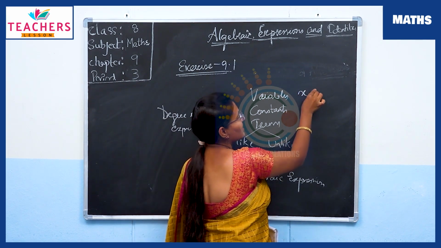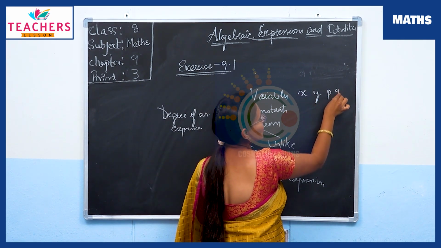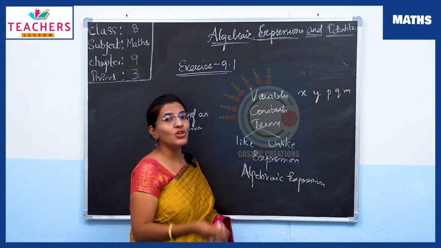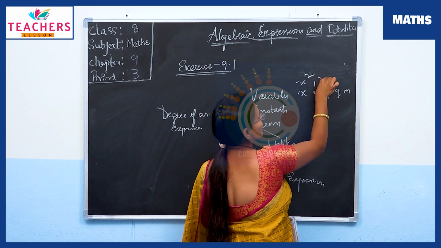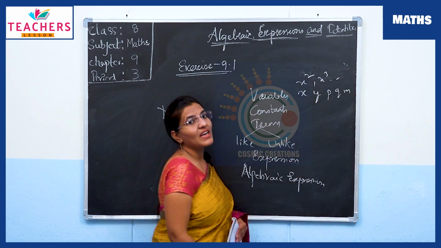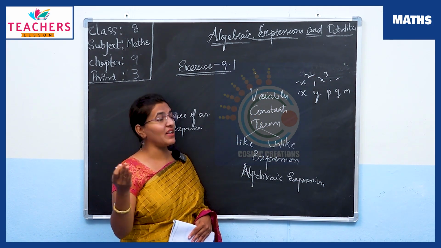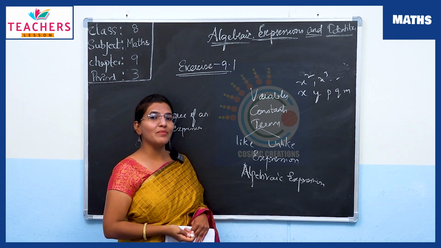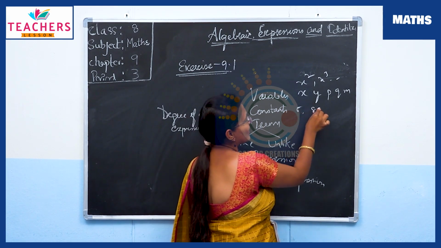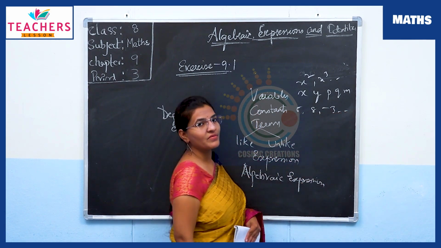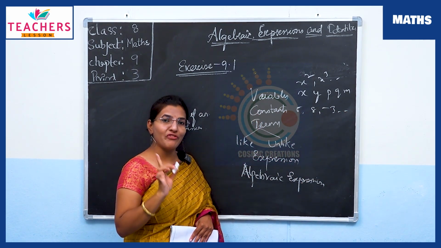So it may be x, y, p, q, m, anything. So the number can be varied. It may also be x cube, x square, and so on. It is a symbol which is varying. Whereas constants are nothing but numbers. Constants are nothing but 5, 8, -3, and so on, right? And these constants are fixed.